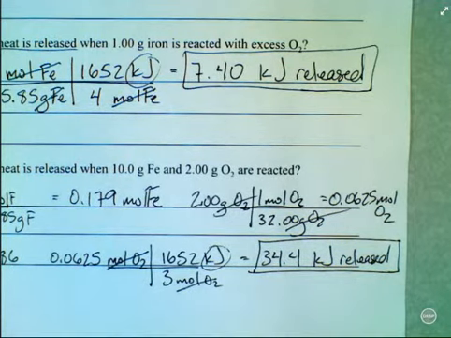Again, the fact that I'm saying the word released gets me out of including that negative sign. If I was not saying released and I was just indicating a heat change, or the direction of the heat change, I would have to include that negative sign to indicate that it was leaving the system and entering the surroundings.